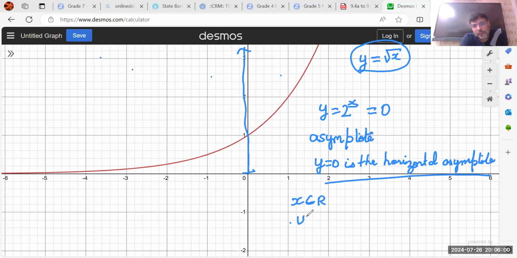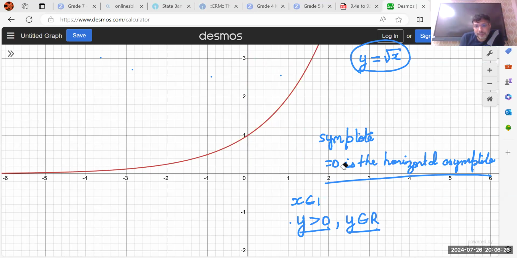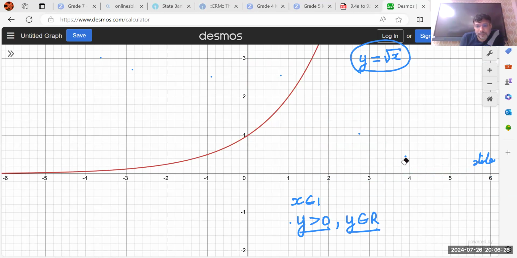So the range will be y greater than 0 and y belongs to R, means y is a real number and it is greater than 0. नेगेटिव नहीं है, जीरो नहीं, because y equal to 0 is the asymptote. जीरो कभी नहीं पहुंच रही. Greater than zero, yes. Understood. So please draw the graph of y equal to root x. Send me done once drawn.